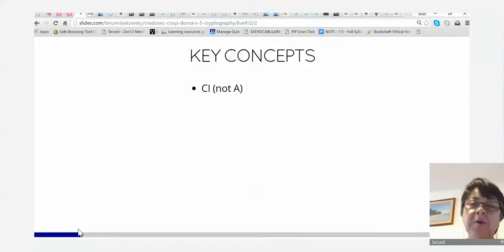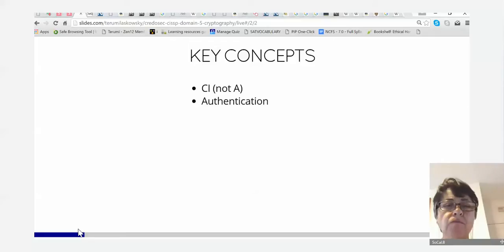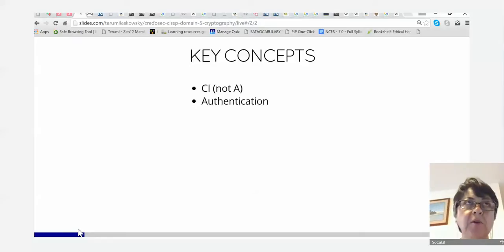CI but not A. So cryptography provides confidentiality, integrity, but not availability. It does provide authentication. So here's a question: how does cryptography provide authentication? How does it do that? Authentication. So, okay, let's think about it, Christopher. Authentication means, hey, you're asserting that you're somebody, so show me the evidence that you are somebody, right? So, how does a signature provide evidence that this is the person who they say they are?